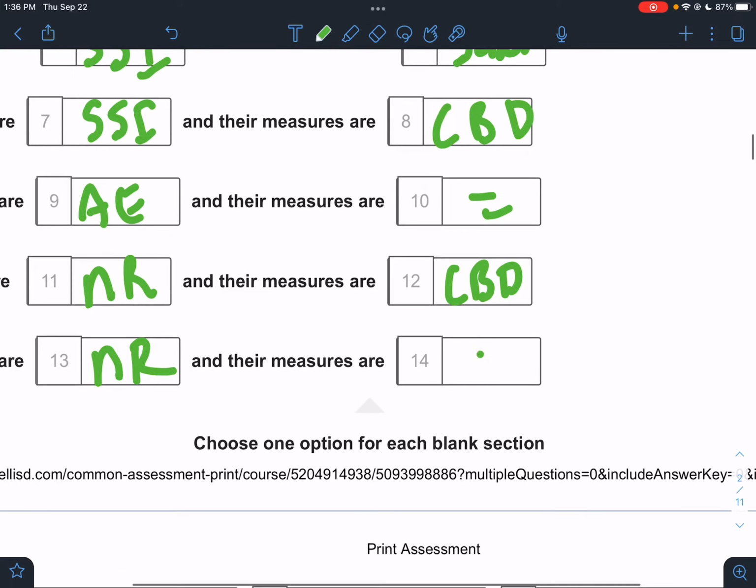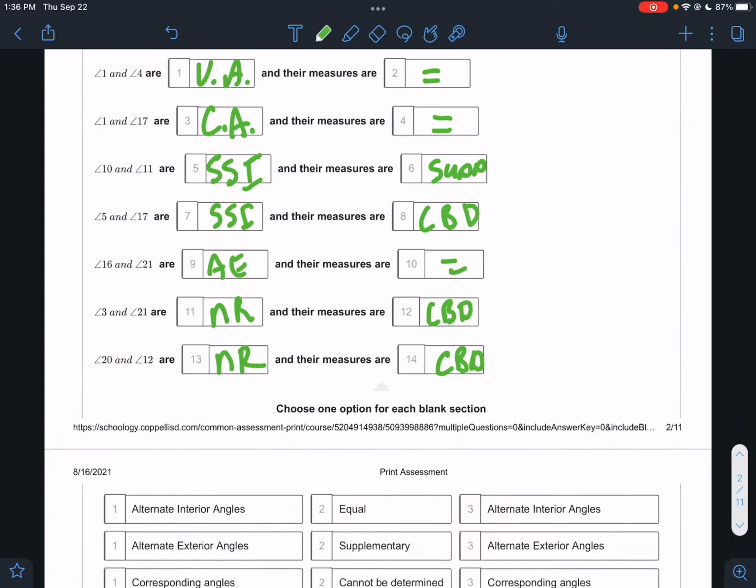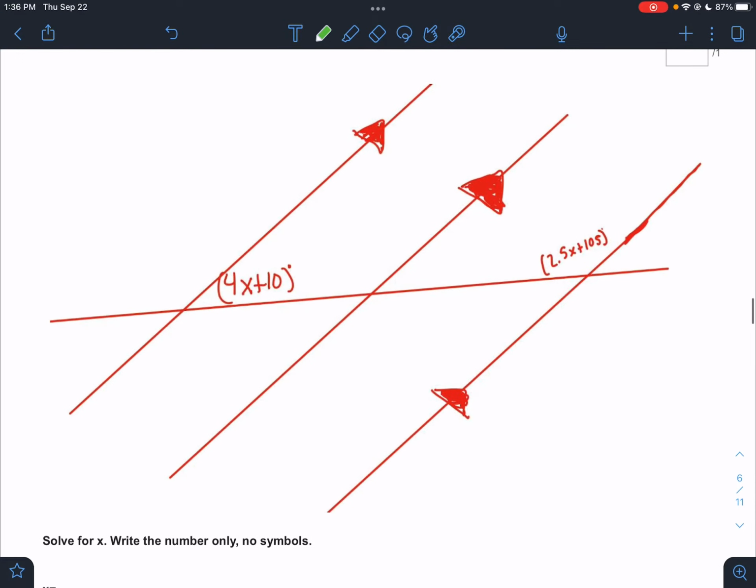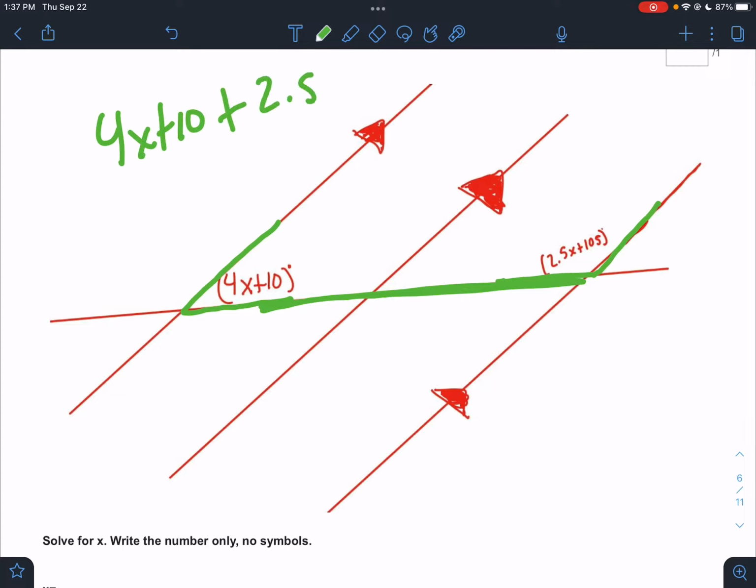Which means, of course, cannot be determined. All right, next problem. I'm not going to do every little detail, but trace the angles. Trace, trace. Connect. What letter did we make? The letter C. So there's supplementary. 4x plus 10 plus 2.5x plus 105 have to add up to 180.